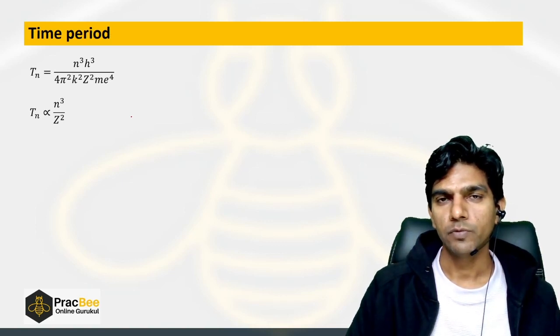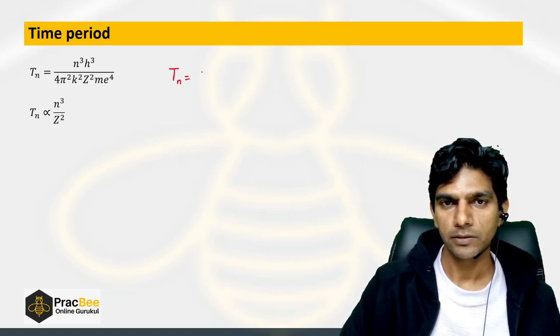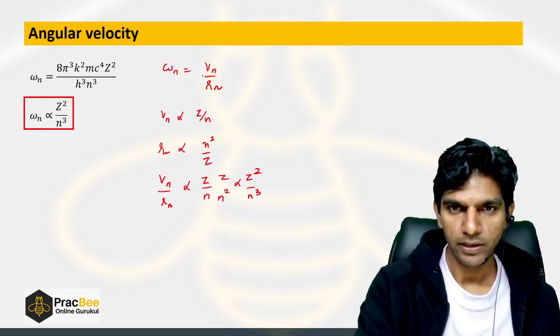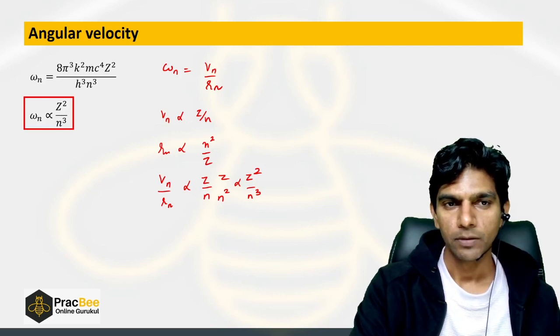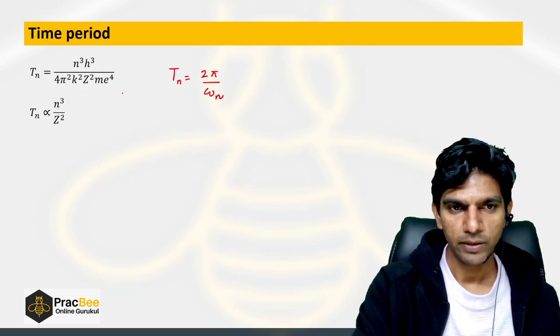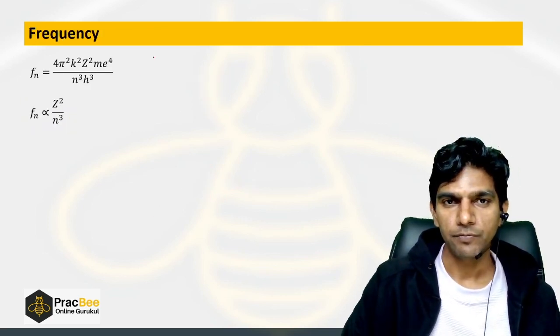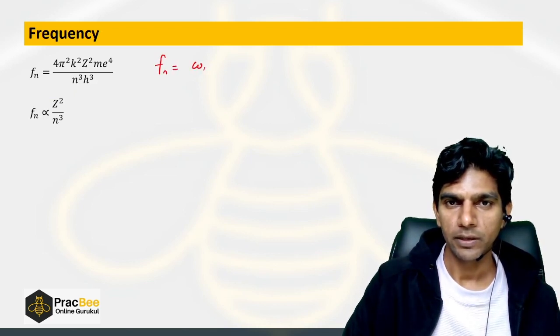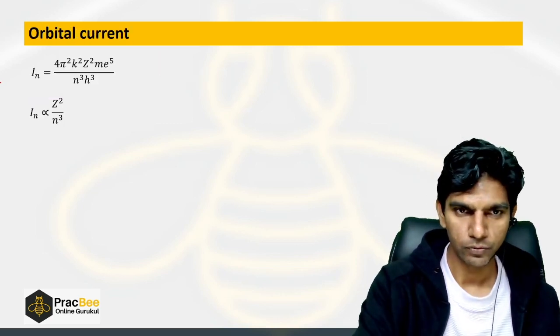Now the time period of one orbit, so it will be one revolution. So time period is 2 pi by omega n, and omega we have just calculated. So time period will be inversely proportional to this, in terms of proportionality. So it becomes n cube by Z square. Next is the frequency. Frequency is nothing but omega n upon 2 pi. Again, it will have the same proportionality, Z square upon n cube.